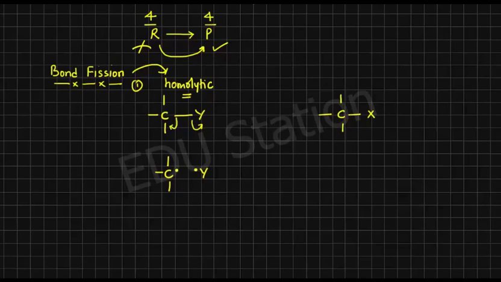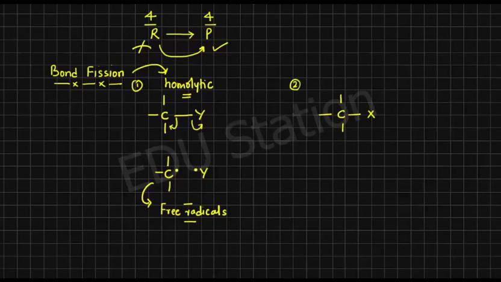Now, the species which is formed in this case, these are called free radicals. Free radicals tend to have an odd number of electrons. Electrons are always present in pairs, lone pair, bond pair, but if a single electron is present, then we call them free radicals.